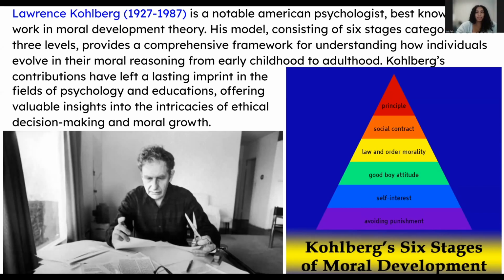Lawrence Kohlberg is a psychologist best known for his work in moral development theory. His model, consisting of 6 stages categorized into 3 levels, provides a comprehensive framework for understanding how individuals evolve in their moral reasoning from early childhood to adulthood. Kohlberg's contributions have left a lasting imprint in the fields of psychology and education, offering valuable insights into the intricacies of ethical decision making and moral growth.